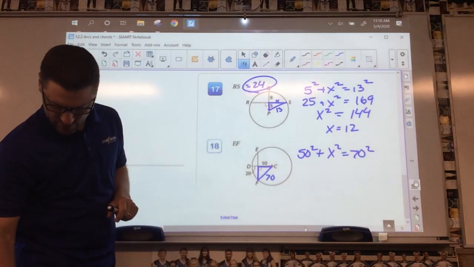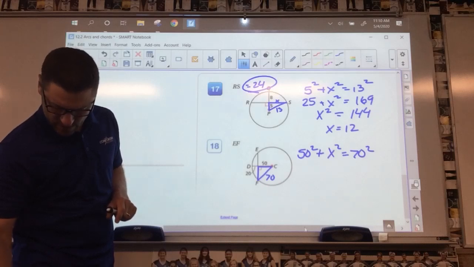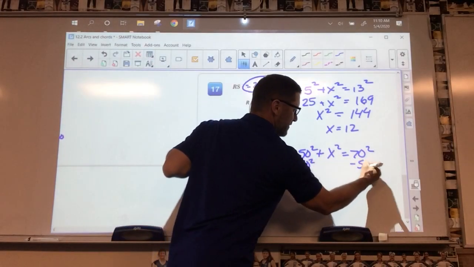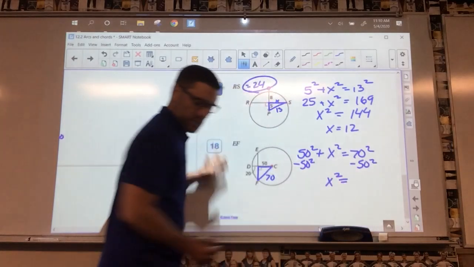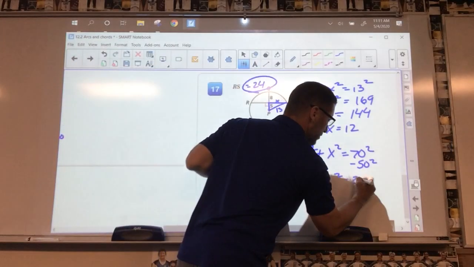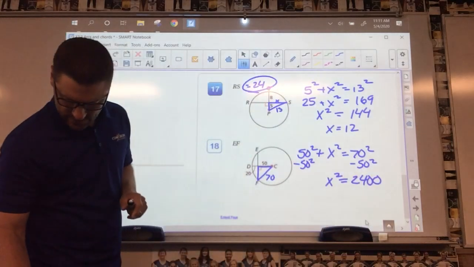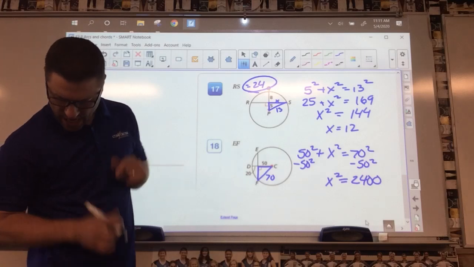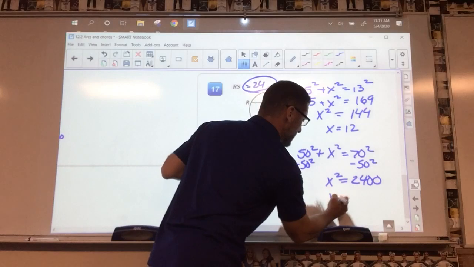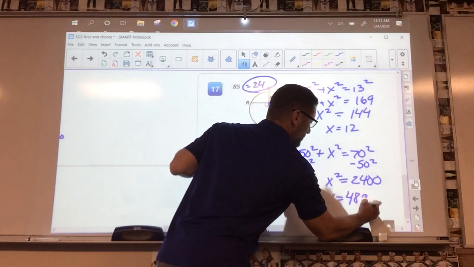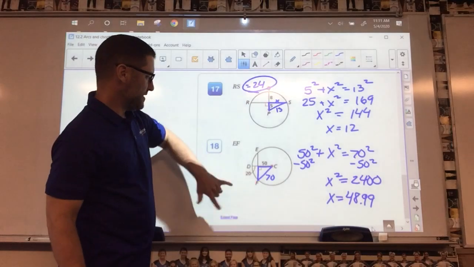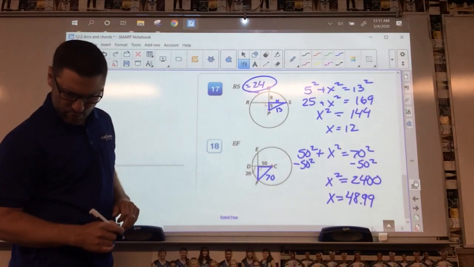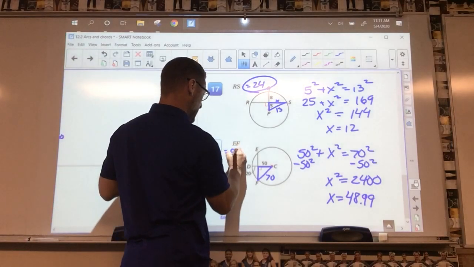I'm going to do 70 squared minus 50 squared on my calculator just to see what I get. Because what I end up doing is subtracting the 50 squared over. So I get x squared is equal to 70 squared minus 50 squared, which is 2400. And let's see if that's even. And I got 48.99. And I'm going to leave it like that. And then if I wanted the distance from E to F, I would multiply that by 2. And I got 97.98. E to F, 97.98.